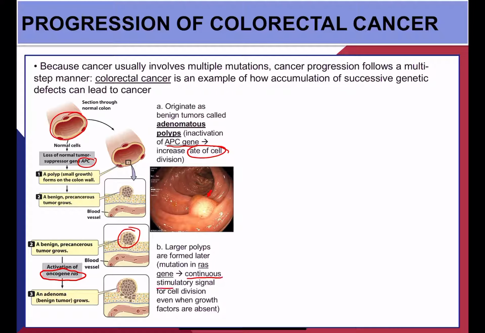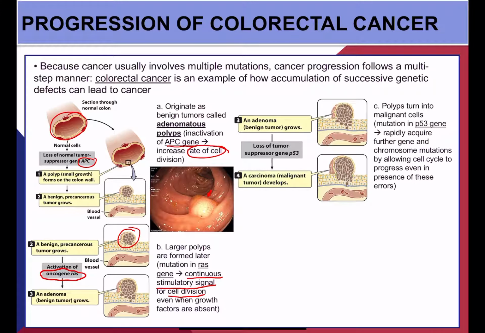Remember that a mutation in the RAS gene leads to a continuous stimulatory signal for cell division. So this is an oncogene that has gone bad, sort of like the proto-oncogene that has gone bad and turned into an oncogene. So even though growth factors are not there, there's no signal for the cell to undergo cell division, this mutated RAS gene is just giving the go-ahead signal, go ahead and divide, and it becomes a large lump of cells.